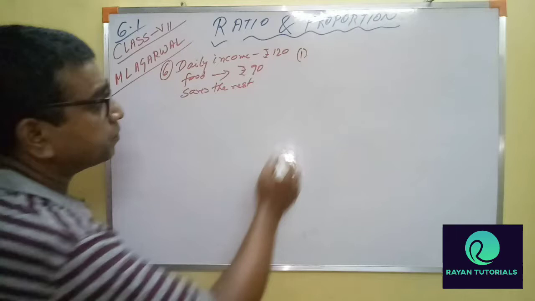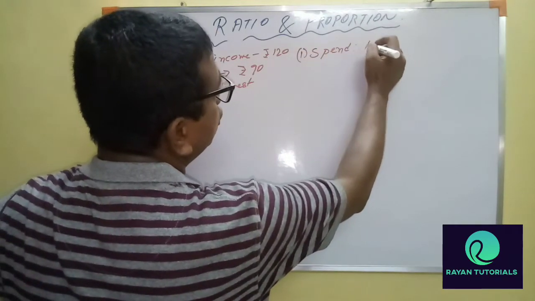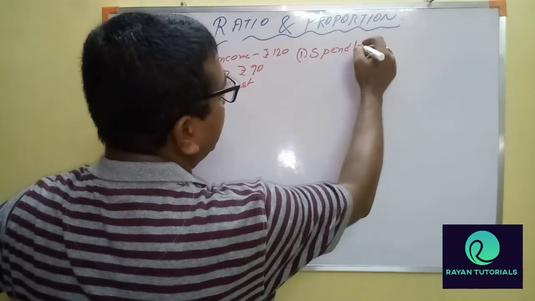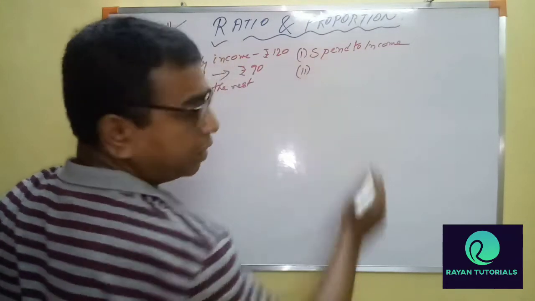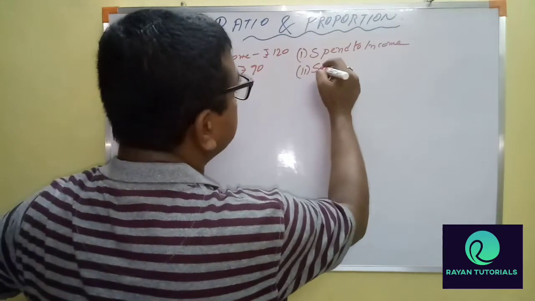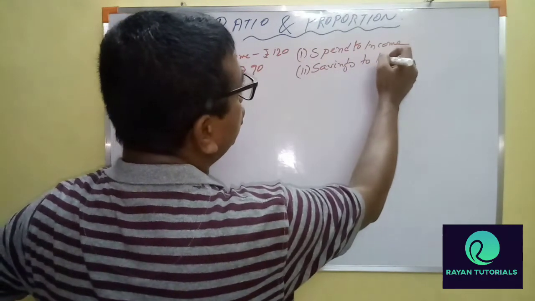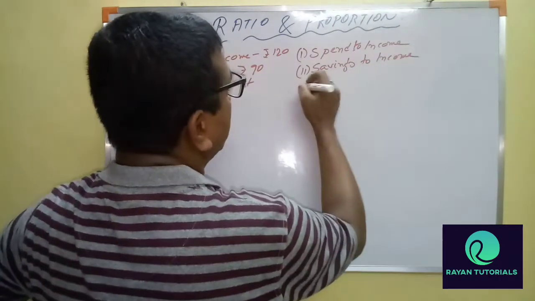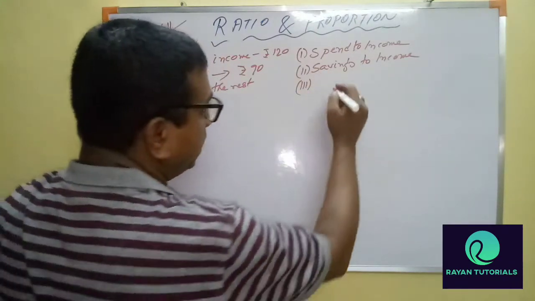Number 1, spending to income, means spend is to income. Number 2, savings to income. And number 3, savings to spending.